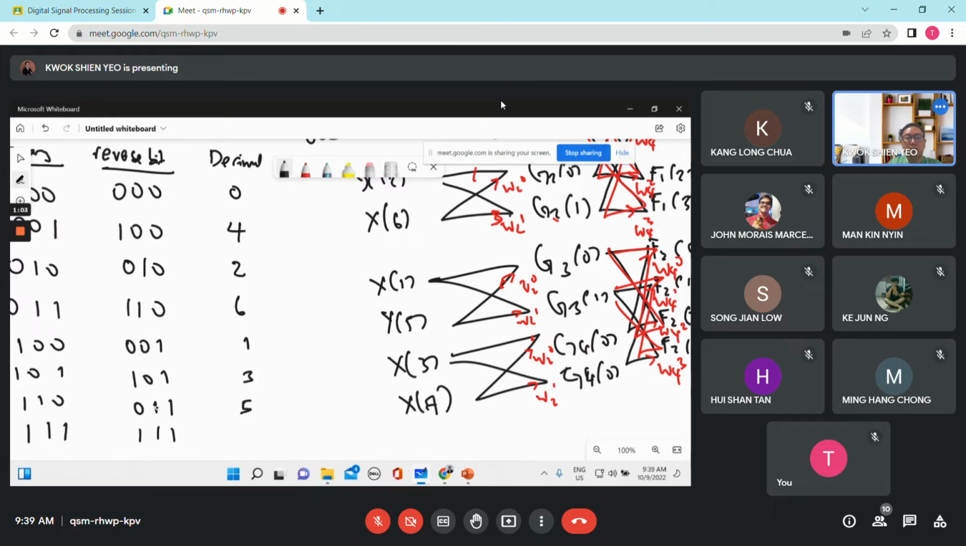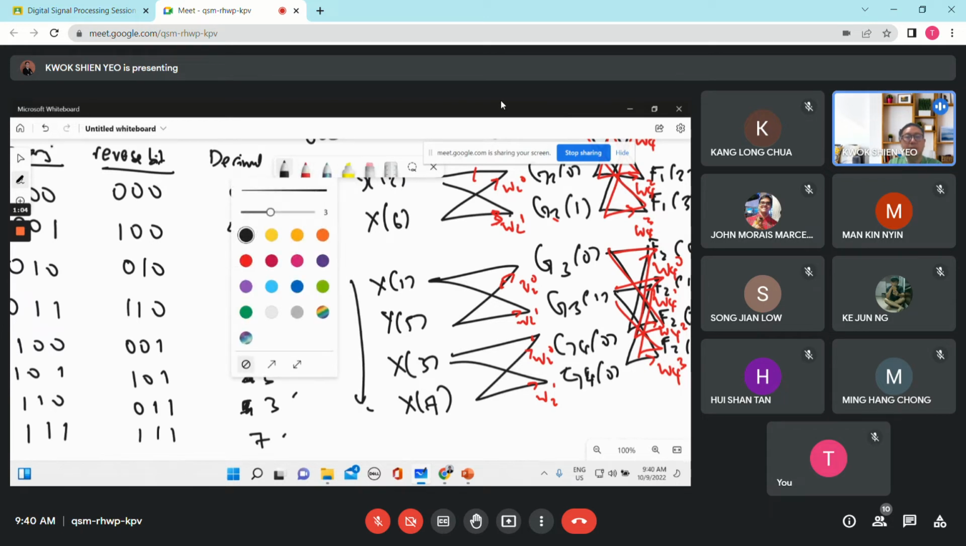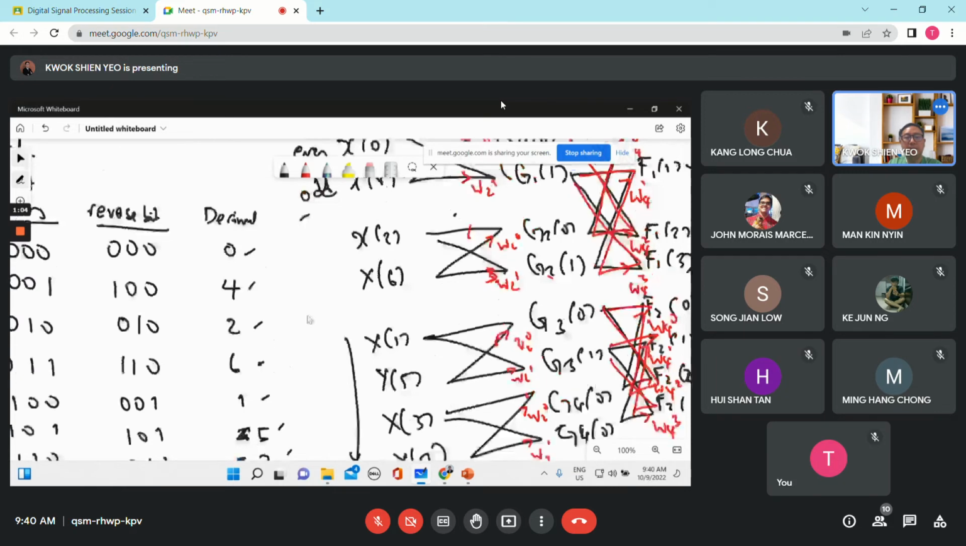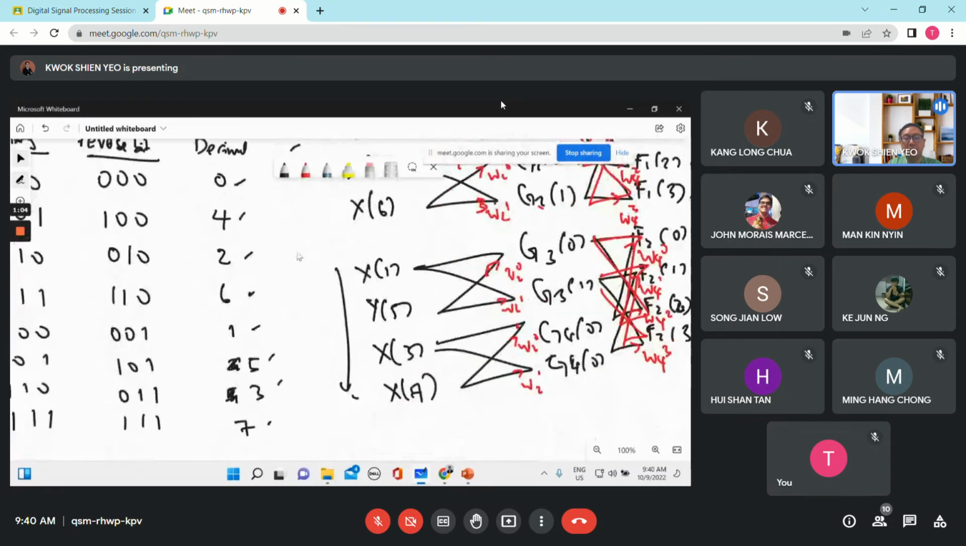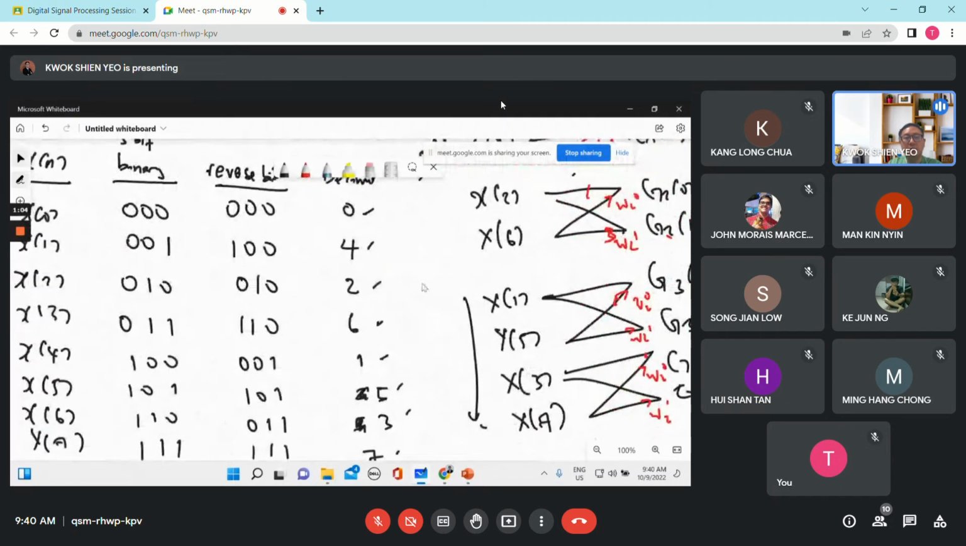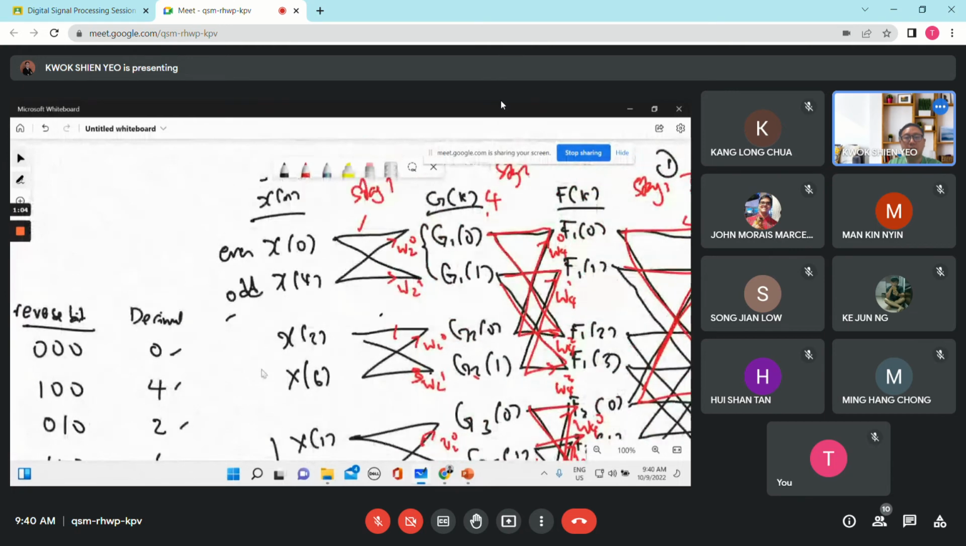Is it? 1. This is 1, 5. This is 5, right? This is 0, 4. This is 3. This is 7. This is 5, right? 1 plus 4, right? Yeah. So you see that it is 0, 4, 2, 6, 1, 5, 3, 7, which is similar to the arrangement here, right? So this is also 0, 4, 2, 6, 1, 5, 3, 7. Okay, so this is the way that you can quickly list down your xn.